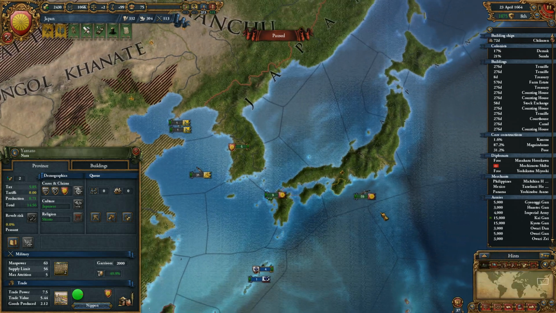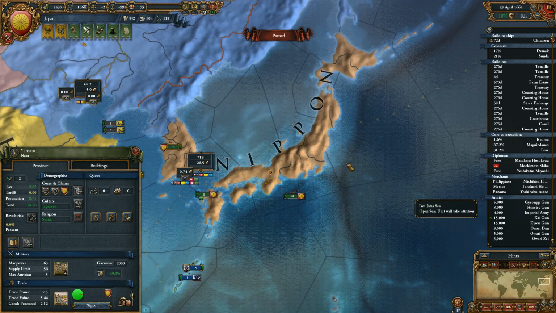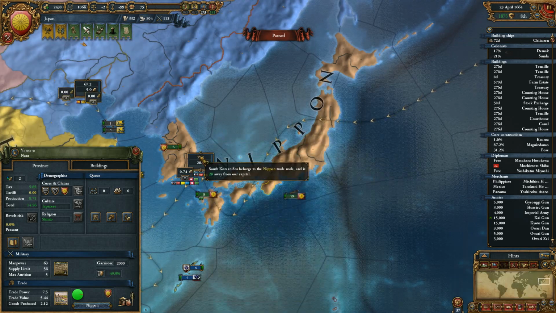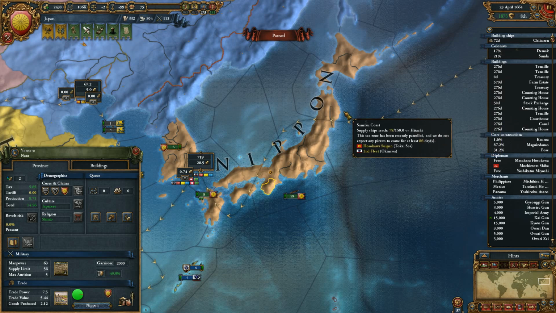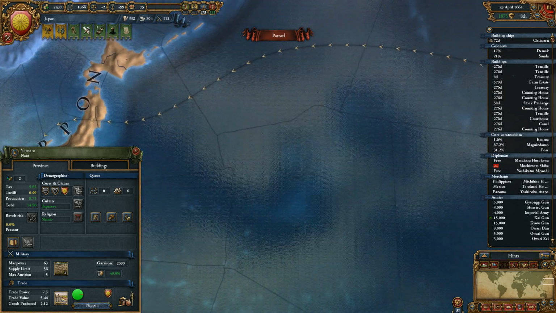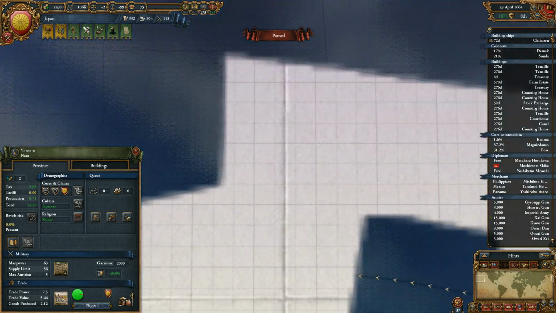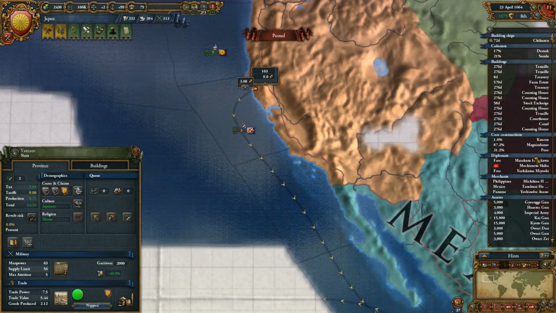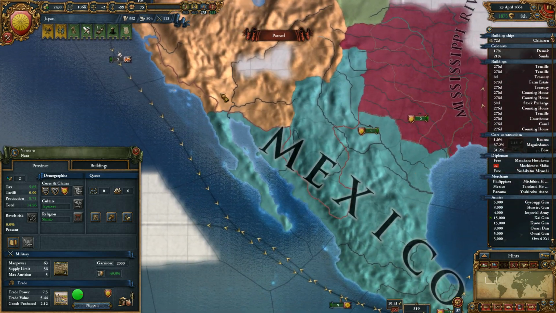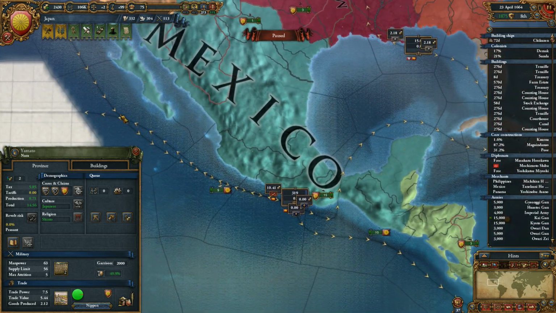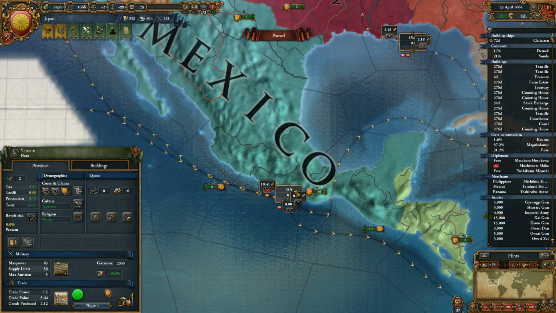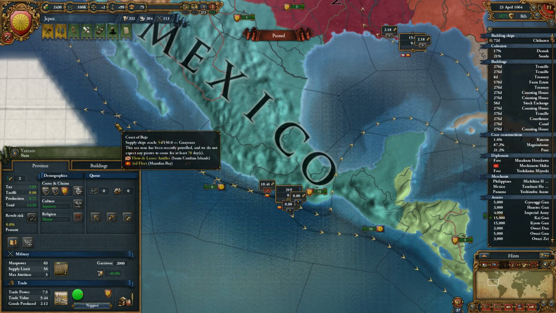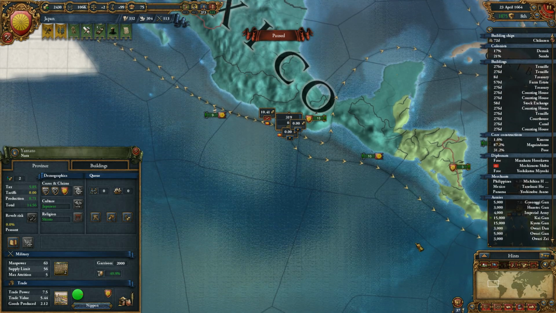So moving along, we will move to trade. Japan's interesting, as you can see, because they have a trade node coming in from the other side, which is the reason why we have colonies over here in California and the Mexican region. And this is the Mexican trade node, and as you can see, I am pushing money over towards Japan.